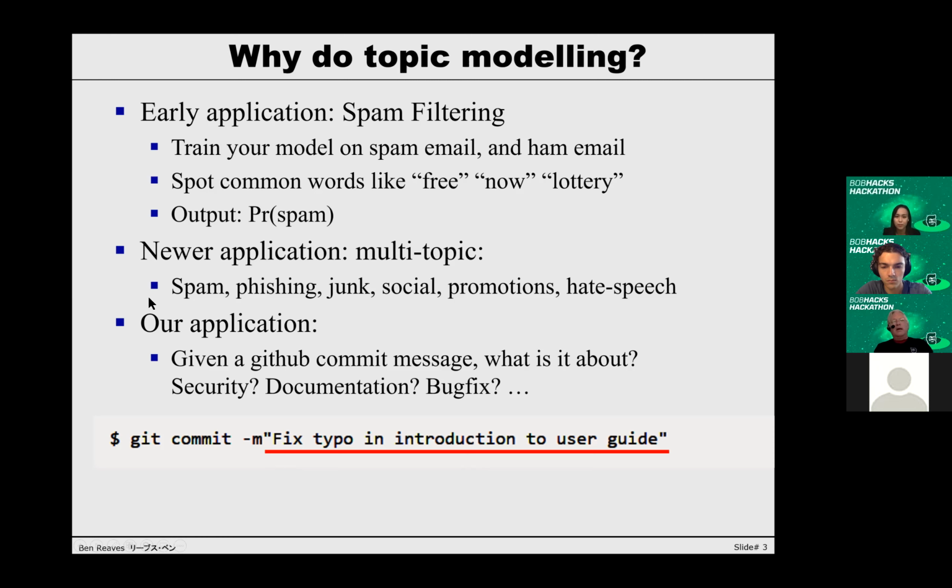Well, anyway, underlined in red there is a typical GitHub commit message, which you can see in this case seems to be about documentation, right? I don't think it's about security. I don't think it's a bug fix. It's about documentation. So that's what our current application is. That's what we're trying to do.